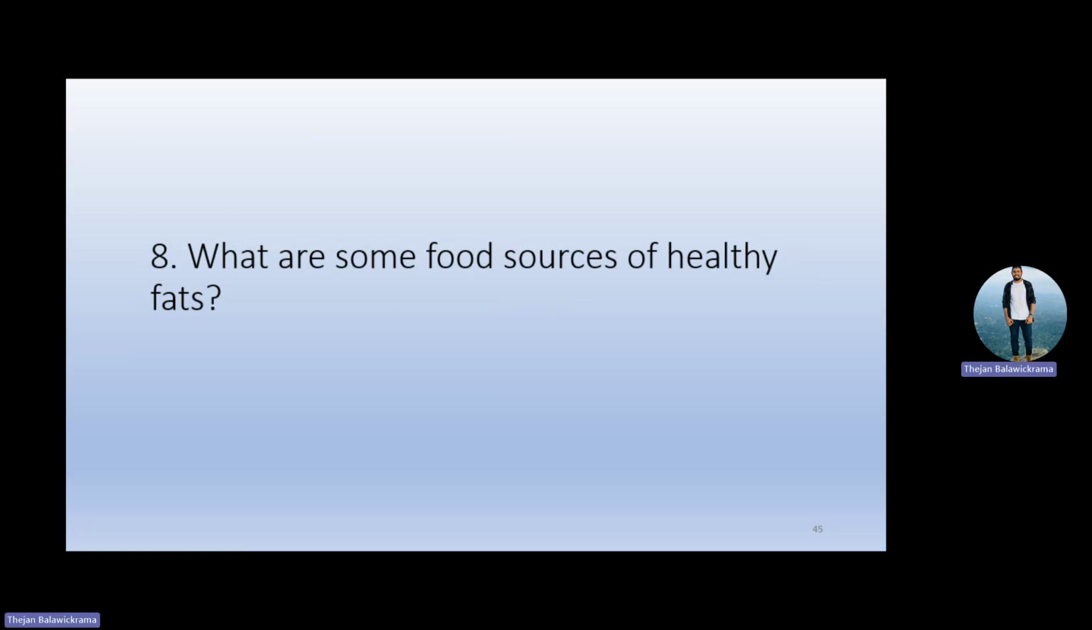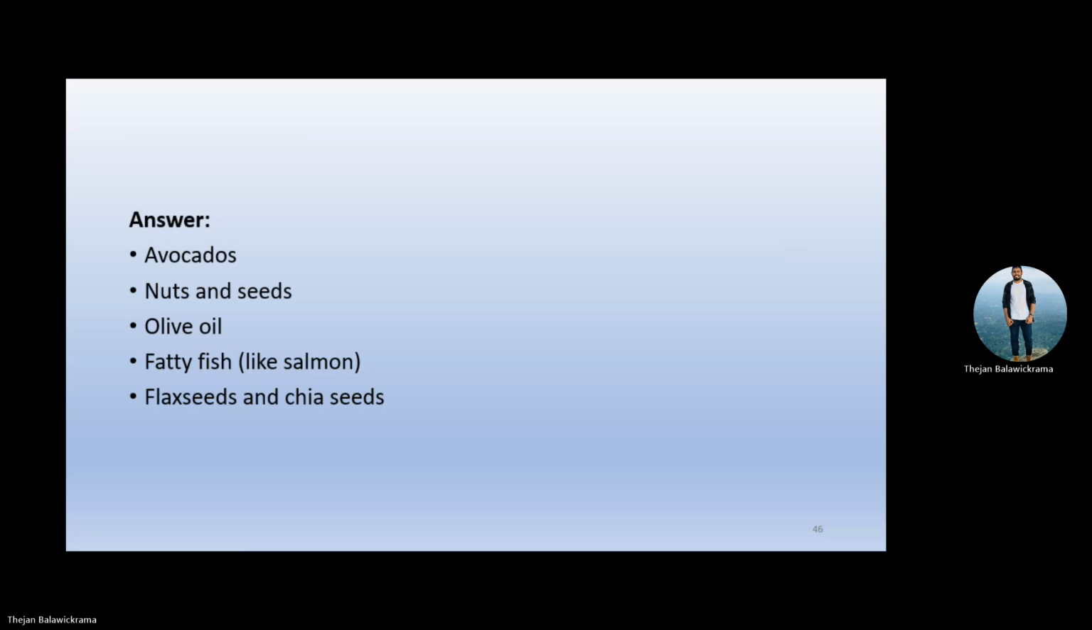Right. Then when it comes to fat, we have to take fat from healthy sources. So what are the food sources where we get healthy fat? Avocado, nuts, seeds, olive oil, right? Fatty fish.